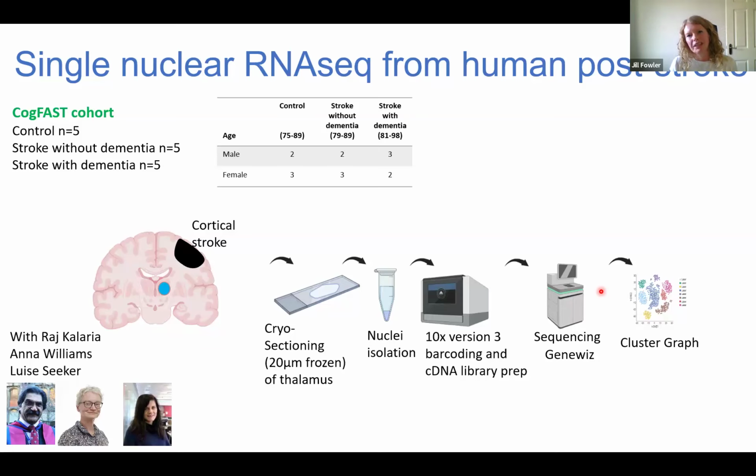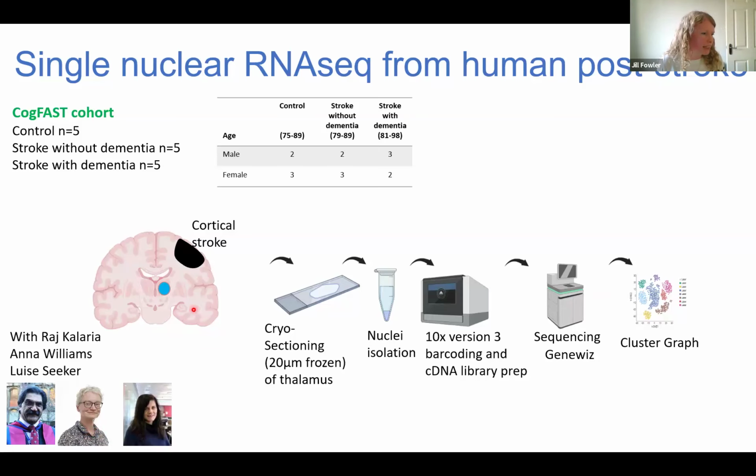So here we can now compare individuals who've had a stroke who went on to develop dementia with those who had a stroke and did not develop dementia. So we can try to tease out transcriptome alterations that confer resilience to cognitive decline post-stroke. So here we sequenced 15 libraries. Again, this was in collaboration with Andrea Corsinotti, who helped build the libraries, but also in collaboration with Professor Anna Williams and Louise Seeker, a postdoc at that time in Anna Williams' group, who've developed a number of the techniques that we used in human tissue.